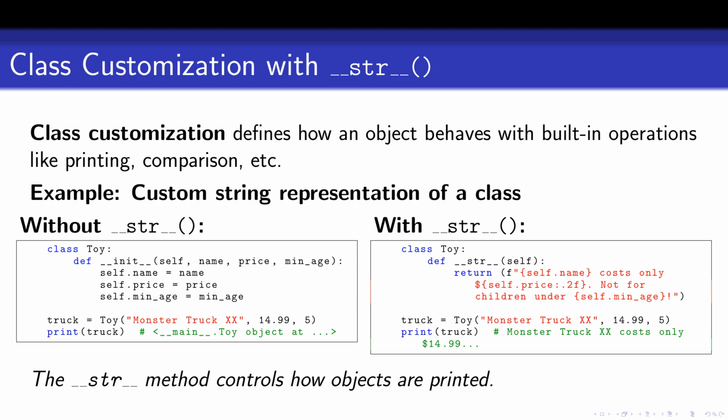Python allows you to customize how your objects are displayed by defining the special __str__ method in your class. This method controls what gets printed when you use print on an object. Without it, Python just shows a generic string like <__main__.Toy object at 0x...>, which isn't very helpful. By implementing __str__, you can return a human-readable string, for example, describing a toy's name, price, and age recommendation. This makes debugging, logging, and user-facing messages much more meaningful. It's one of the simplest ways to improve the usability and professionalism of your class.